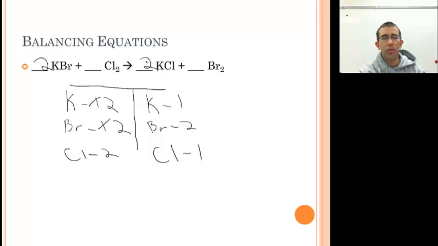Okay, but potassiums aren't good now, but that's okay. Let's put a 2 in front of here. 2 times 1 is 2. 2 times 1 is 2. And let's check them all. Potassium's good. Bromine's good. Chlorine's good. And we now have a balanced equation with our coefficients that are 2. There's a 1 here, 2, and a 1.